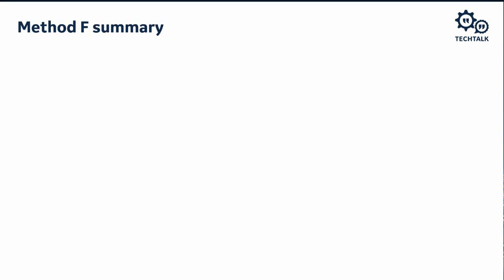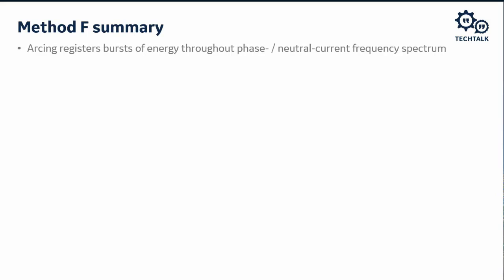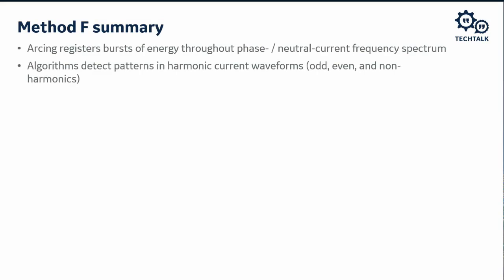Let's summarize method F, high impedance fault detection, in the F60. Arcing causes bursts of energy to register throughout the frequency spectrum of the currents. These arcing bursts have distinct qualities and signatures. Several of the HIF algorithms detect these patterns. The odd, even, and non-harmonic components of the phase and neutral currents are analyzed for these distinct patterns. The algorithms look for energy and randomness patterns and learn and remove normal load noise effects. Separate outputs of the arc detection algorithms feed into the expert arc detector.